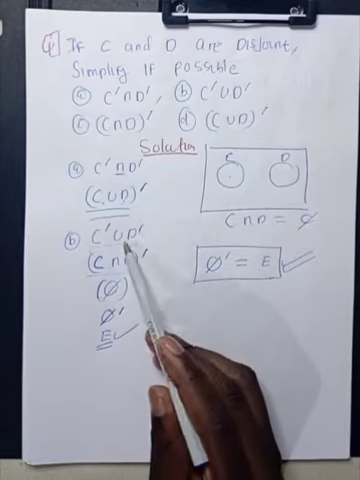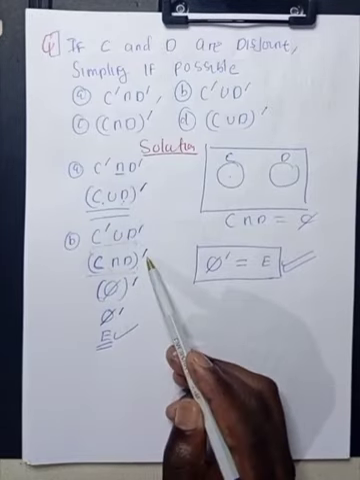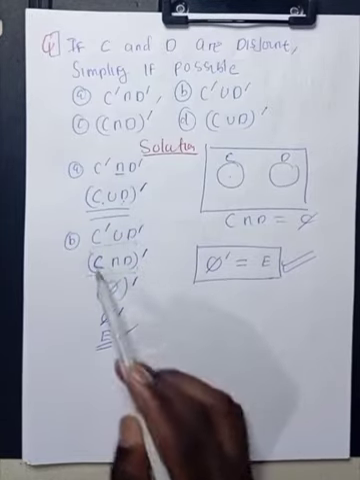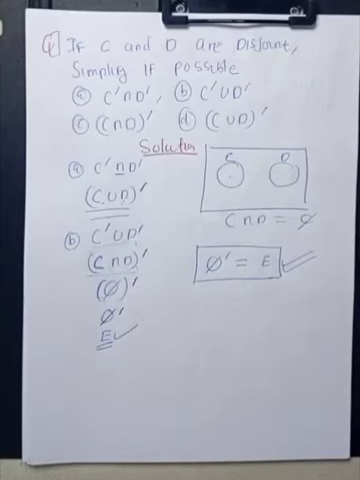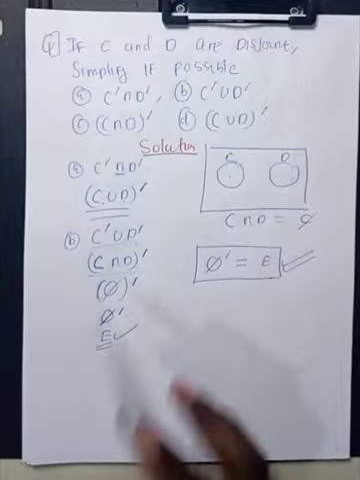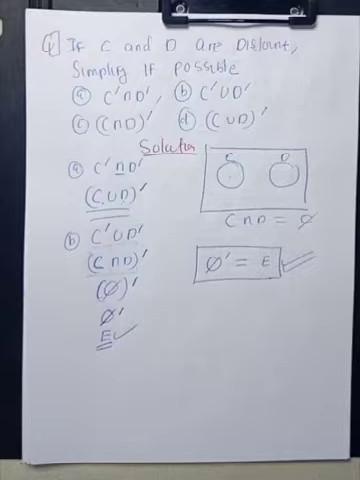We have this, just try to apply De Morgan's, then you take out the complement, you try to find what's the relation between C intersection D. If the two are disjoint, they're going to have an empty set, and then the empty set complement, we get the universal set.